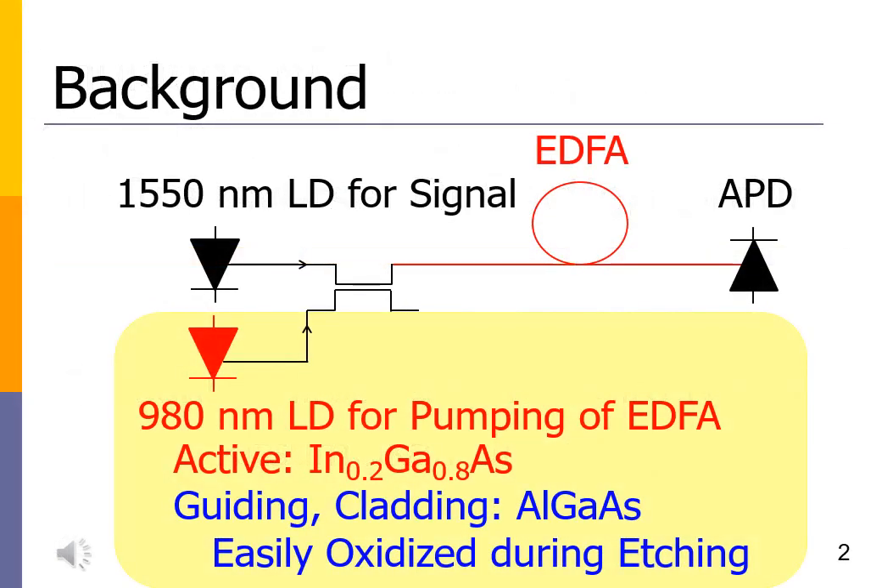The background of the present work is shown here. The theme of the present work is a high-power 980 nanometer semiconductor laser which is used to pump erbium-doped optical fiber amplifiers. In this laser diode, cladding and guiding layers are aluminum gallium arsenide layers, which are oxidized easily during etching processes. The oxidized aluminum gallium arsenide layers highly degrade electrical and optical characteristics of the high-power 980 nanometer semiconductor lasers. To avoid these problems, ridge structures are adopted.